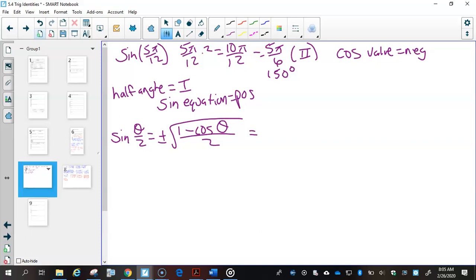So our equation is positive. We don't need to keep writing that. I didn't actually write our cosine value, but it's negative root 3 over 2. Wait, cosine of what? 150. And then start the simplifying process.